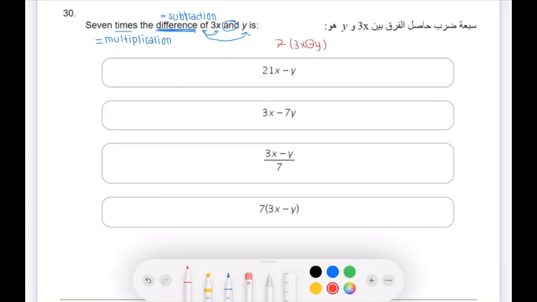Now we put the minus because it says here difference. And which one is the answer? It's not number 1, it's not number 2, it's not number 3. It is number 4. So this is the right answer.